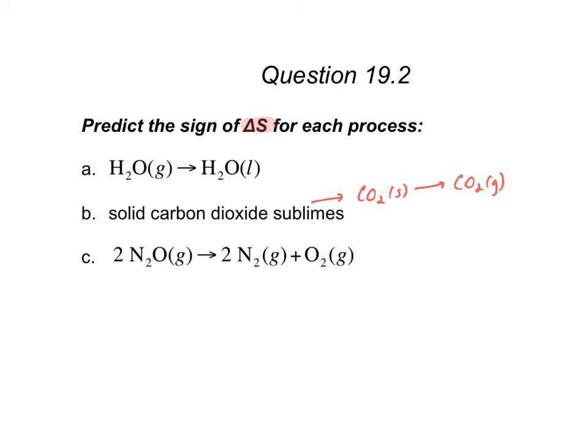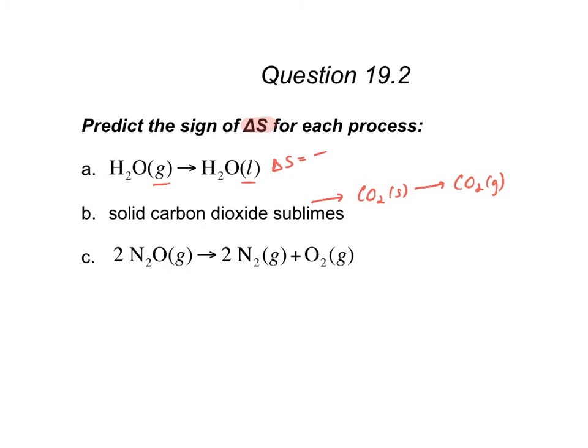Okay, so go ahead and talk about these. Most of you guys did really good on this. In going from a gas to a liquid, what's going to happen with respect to molecular motion, with respect to degrees of freedom? We're going to decrease, right? So what's that going to do to entropy? It's also going to decrease. So delta S here would be negative.